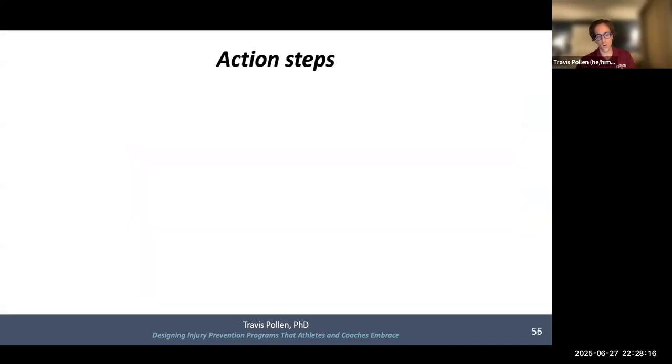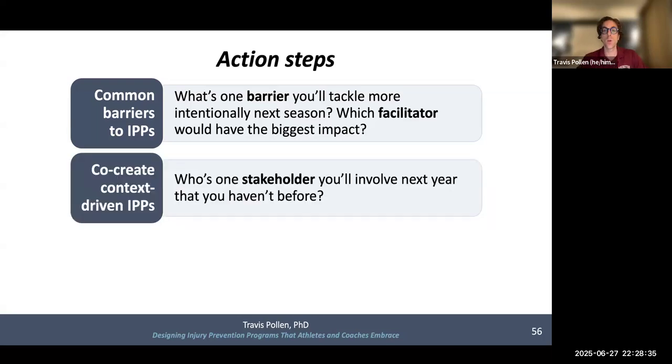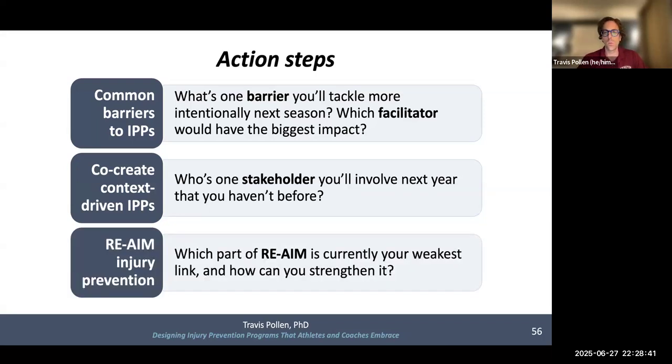So as you walk away from this, I want you to think about some small action steps that you could take. So, for example, think about what's one barrier that you could tackle more intentionally next season, or what's one facilitator that you could leverage that would have the biggest impact, and who's one stakeholder that you could involve next year who you haven't involved before. And finally, which part of the RE-AIM framework is currently your weakest link, and how could you strengthen it?